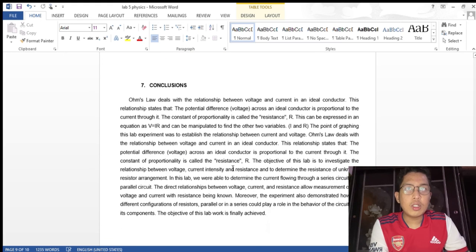And for the conclusion, we can conclude that Ohm's law deals with the relationship between voltage and current in an ideal conductor, and this relationship states that the potential difference across an ideal conductor is proportional to the current through it.